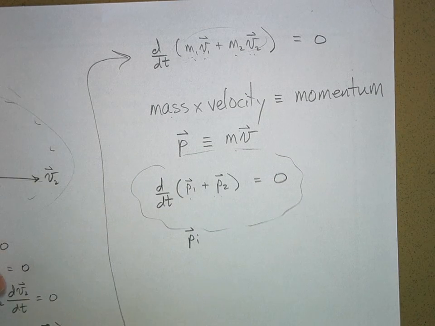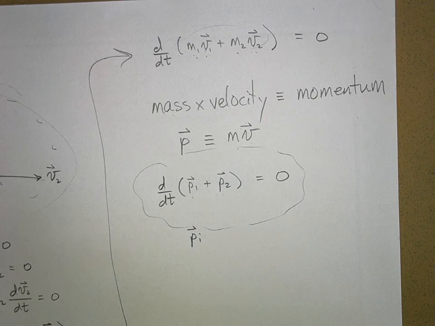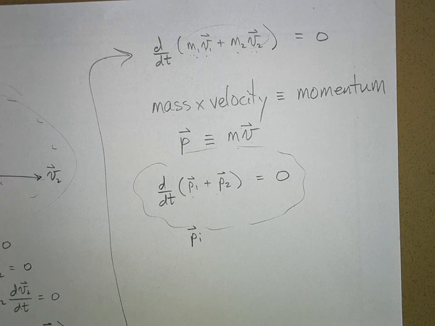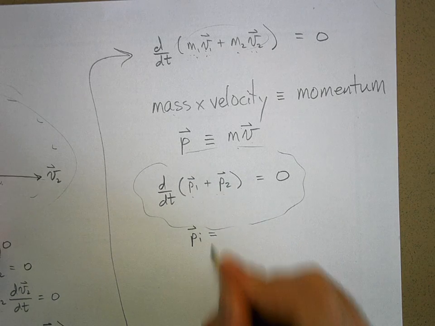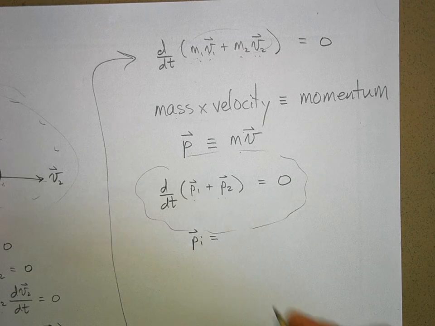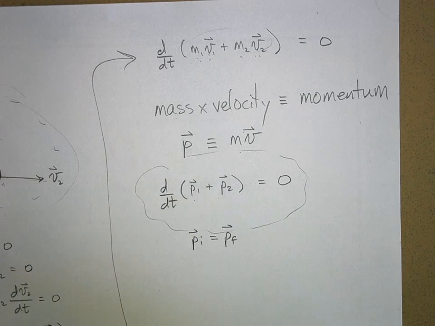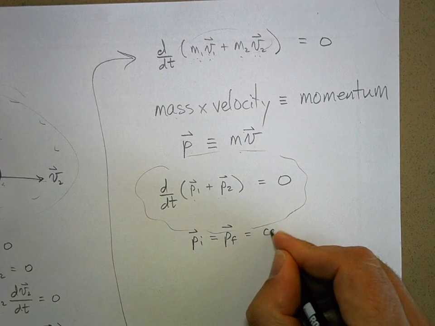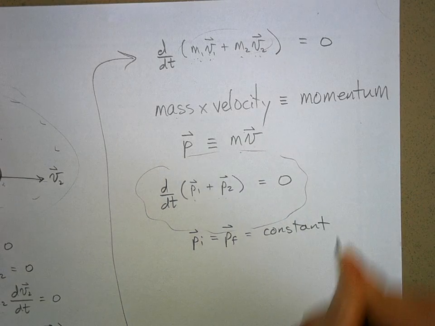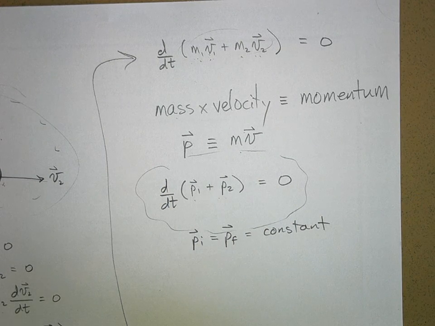Now, if I let P initial be the total momentum in my system, well, the initial momentum of my system will be equal to the final momentum of my system, equals a constant value. If you have an isolated system, the momentum in that system will not change. Now, the momentum of the individual particles in that system can change.